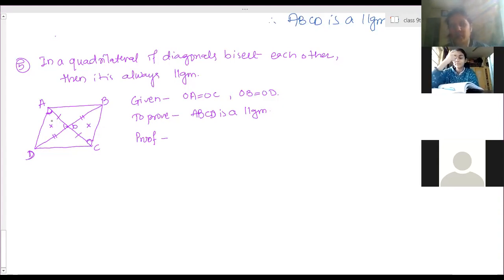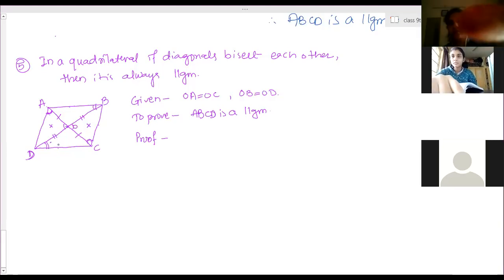Now only one pair you have proved parallel. You cannot say that it is a parallelogram immediately. Again, you have to prove triangle AOB and triangle COD congruent by SAS. And in that case, you have to prove again this angle and this angle are equal. These two are alternate interior angles. Then AB and CD are parallel. So this way we have to prove both pairs of opposite sides are parallel. Therefore, ABCD is a parallelogram. Clear?